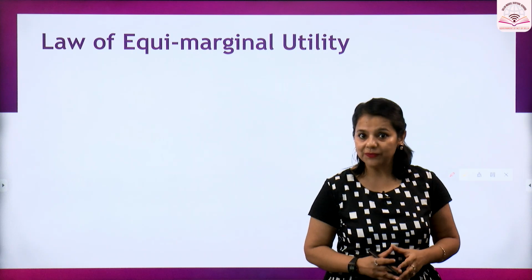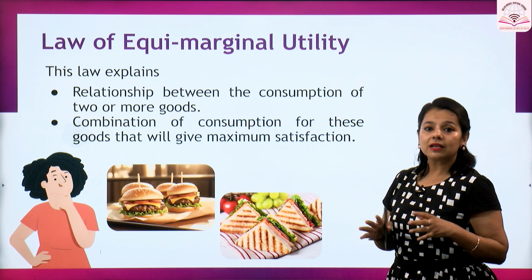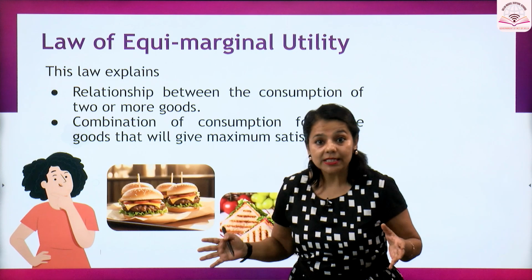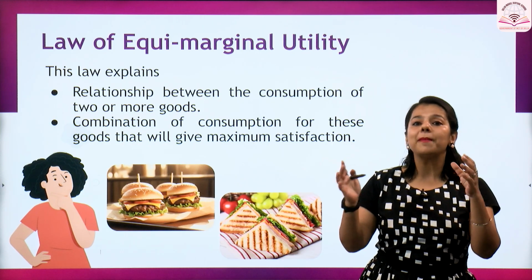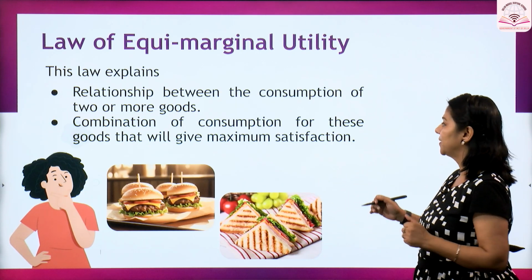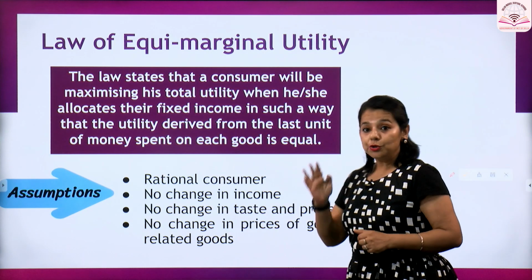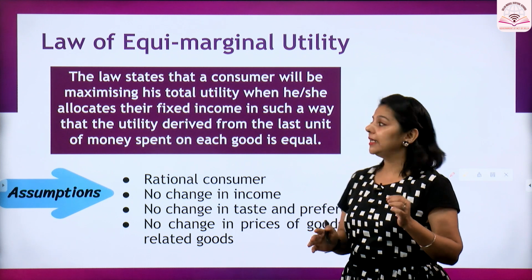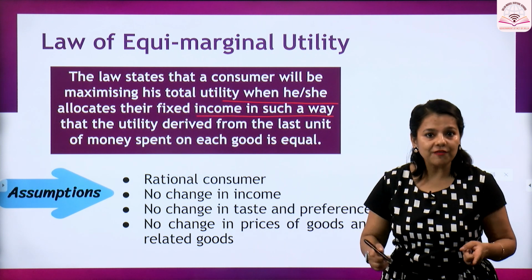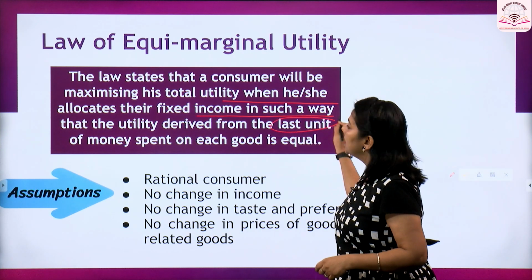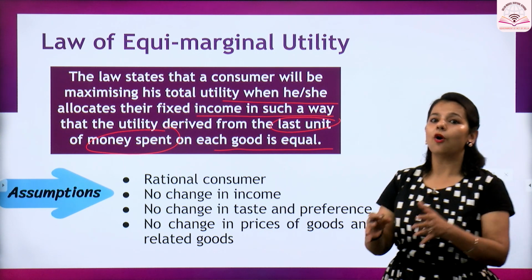Now, what is this law? This law explains the relationship between consumption of two or more goods, and it also explains the combination of those goods that gives the maximum satisfaction to the consumer. The basic idea behind this law is that a consumer maximizes his total utility when he is spending his money income in such a way that the utility derived from the last unit of money spent on each good is the same or equal.